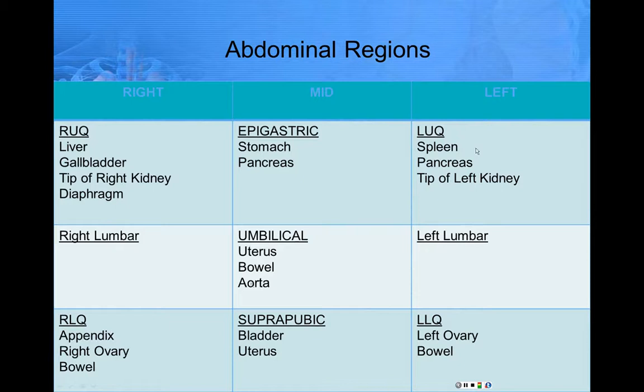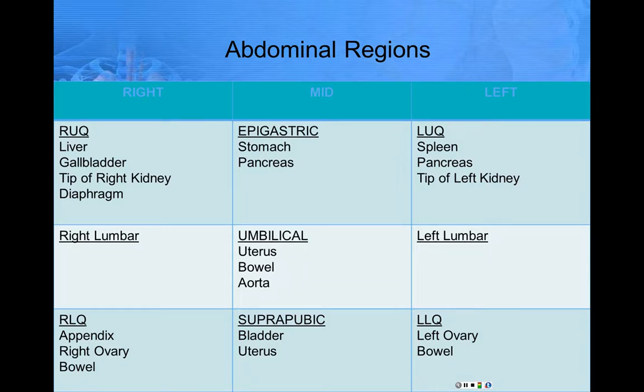If you look at these 9 regions, it's helpful to remember what is in each region, which organs may be in each region. As part of your differential diagnosis, it's important to remember this.